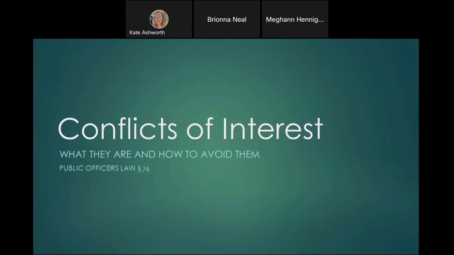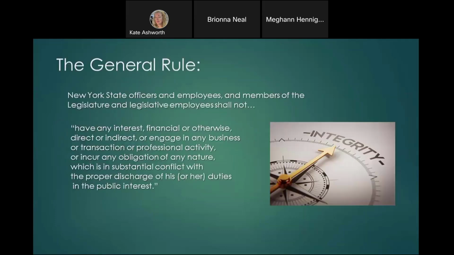All right. We'll jump into 74. And here what you'll want to let your audience know is this is a section of the law that will cross through almost any other topic that we talk about today.